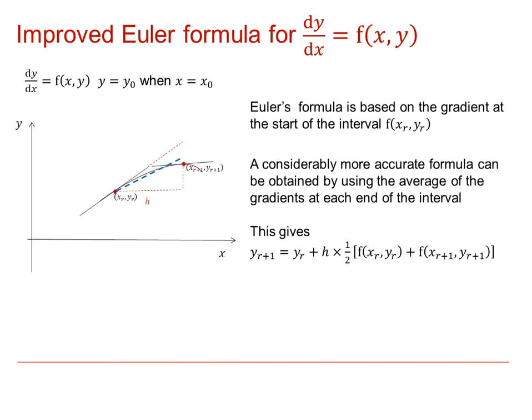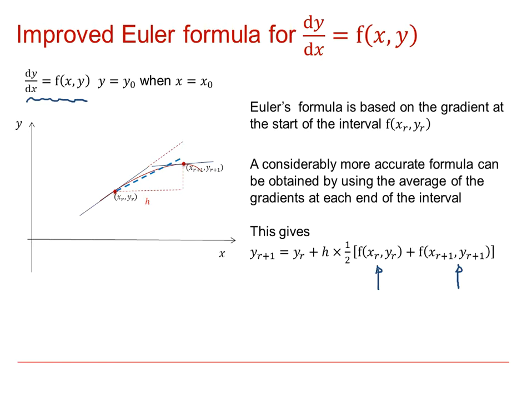Well, we have that the gradient at any point is given by the function f of x, y, and therefore the gradient at the start will be f of xr, yr, and at the end of the interval f of xr plus 1, yr plus 1, so that therefore the average gradient is just a half of the sum of those. If we then add yr and then h, the interval, multiplied by that average gradient, that will give us a value which is going to be our yr plus 1.